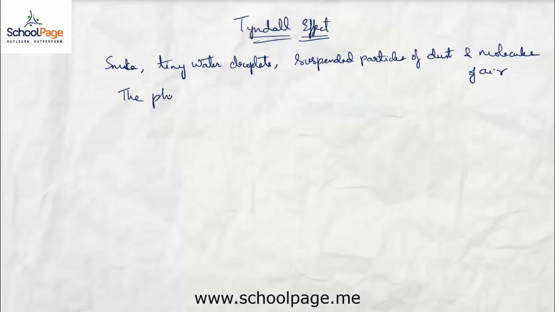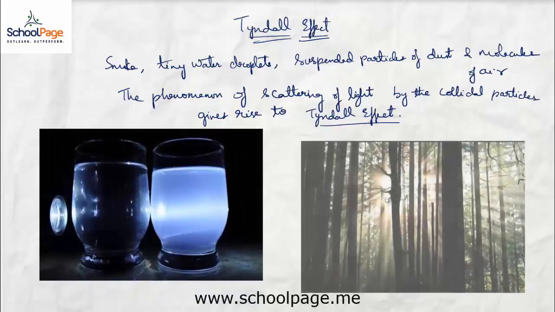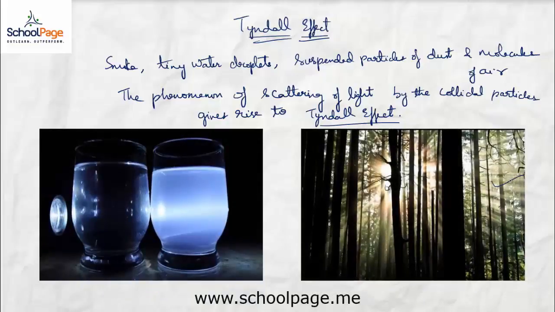The phenomenon of scattering of light by the colloidal particles gives rise to the Tyndall effect. So let's understand the Tyndall effect in detail. In this picture, you may observe sunlight passing through the canopy of a dense forest, where the tiny water droplets in the mist scatter light. Can you see how sunlight is scattered everywhere? This is called the Tyndall effect.